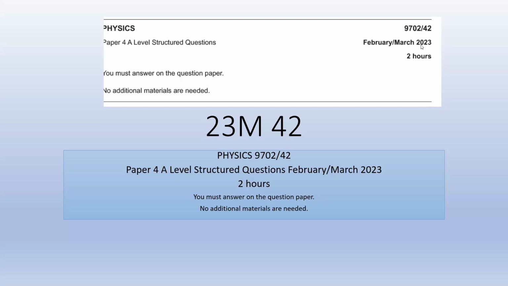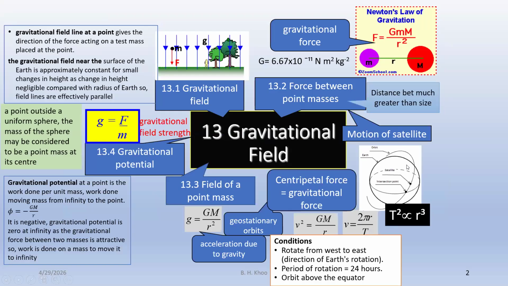February, March 2023, paper 42. Okay, just go over with you. What are the things that came out? Gravitational field near the Earth's surface is almost parallel. And the definition for gravitational field strength and gravitational potential. Can review it in your free time.